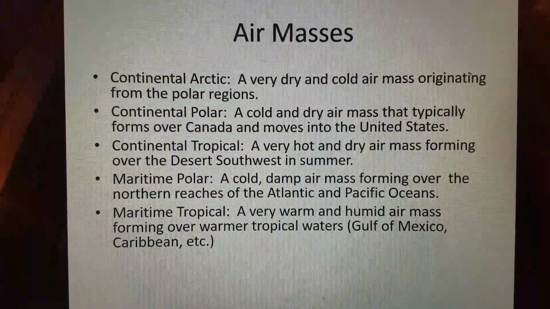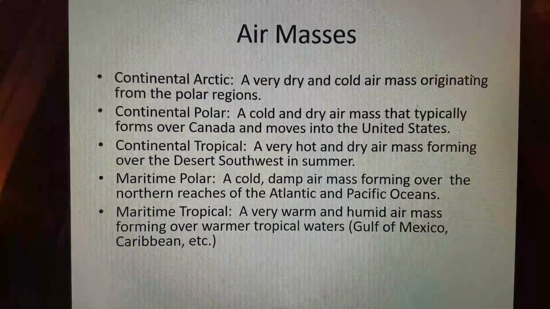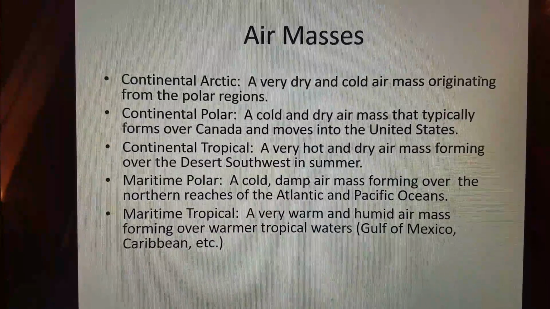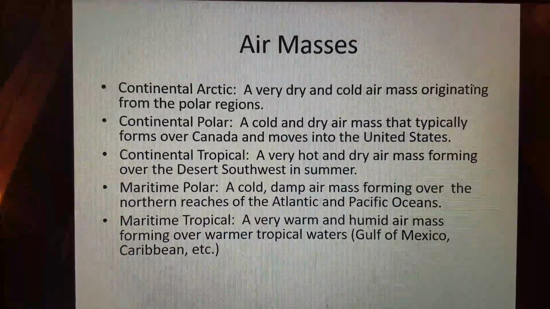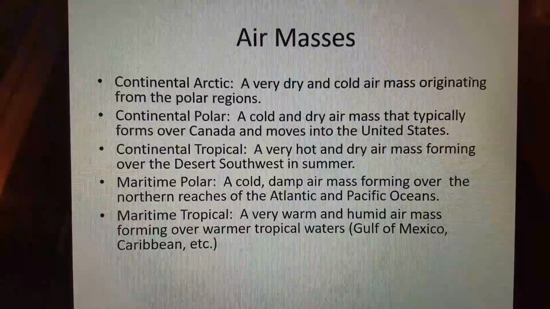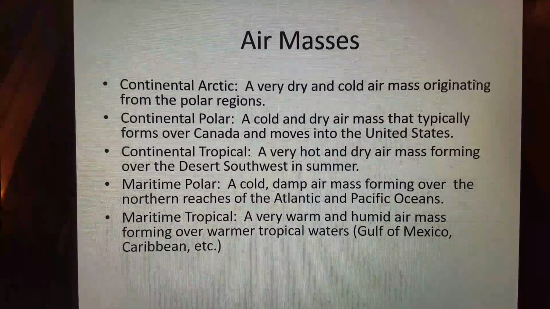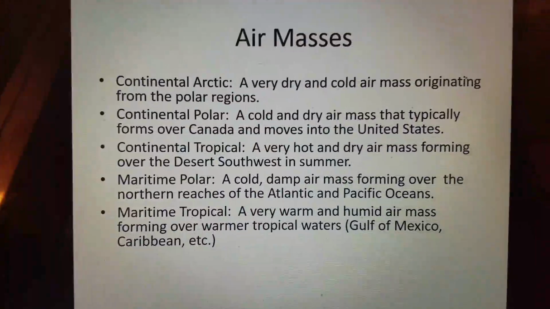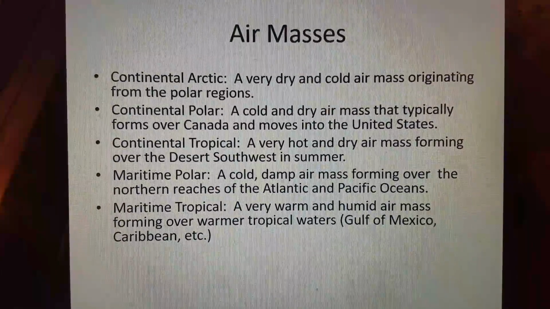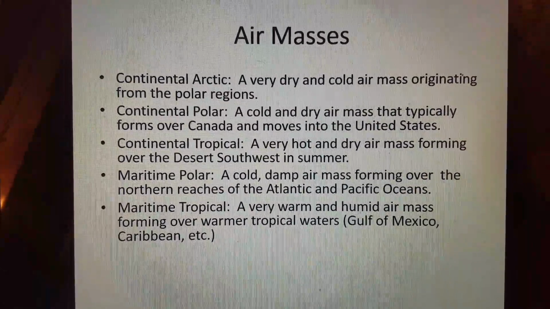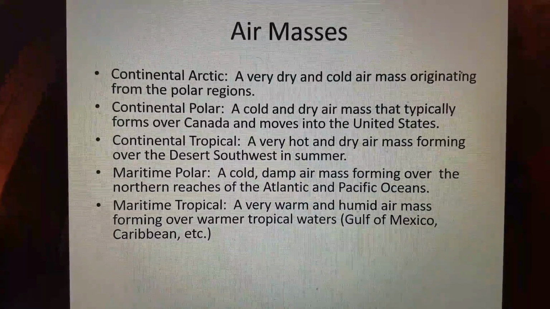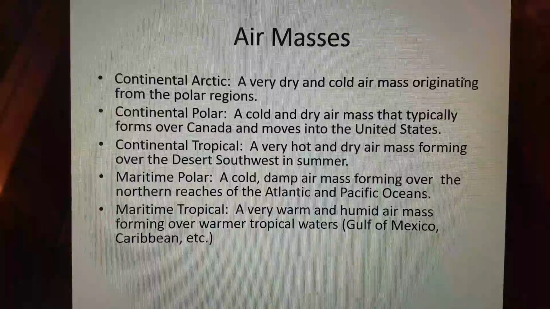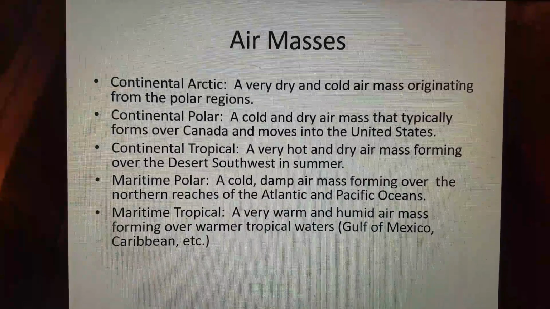As far as Maritime Polar goes, this is a cold, damp air mass that forms over the northern reaches of the Atlantic and Pacific Oceans. The weather that we experienced this weekend in Southeast Virginia is going to be from Maritime Polar source regions. The wind's going to be blowing in off the water from the northeast, and that's going to be bringing in a much cooler, damp feel to the air, and that's a Maritime Polar type air mass impacting the area. So the Maritime Polar air mass actually impacts us quite a bit throughout the year.